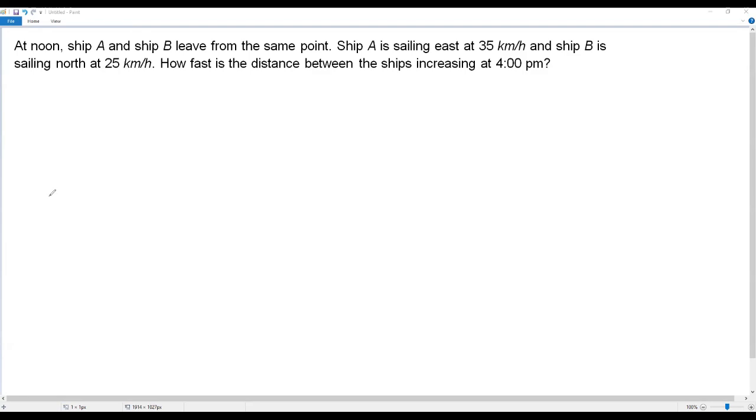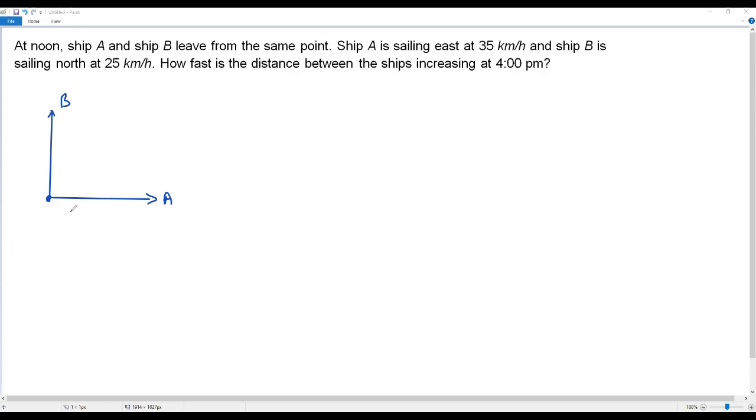Okay, let me mark this as the point where both the ships leave. So ship A is sailing towards the direction east. Let me mark it over here. And ship B is sailing towards north. Okay, so we know that this is the direction of east and this is the direction of north. So here we have ship A and here we have ship B.